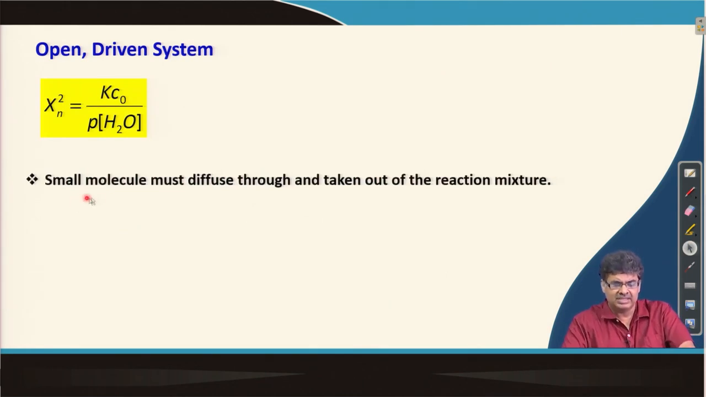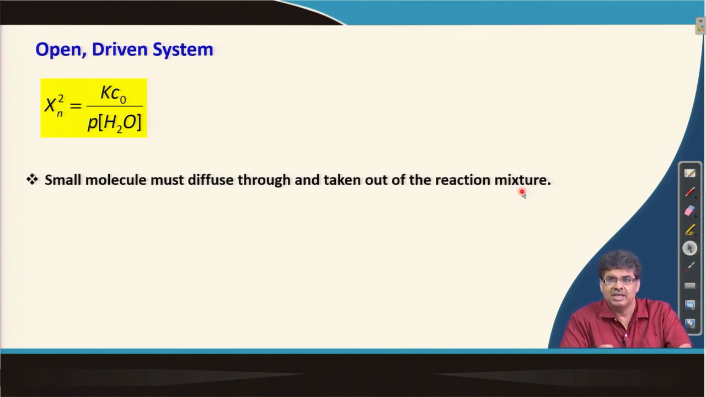So the small molecule condensate must be taken out, and generally these small molecules, in this case say water for the polyesterification reaction, must diffuse through the reaction mixture and be taken out of it. When the reaction is happening through the bulk, the H2O is also produced in the bulk. But we cannot take the H2O produced in the bulk directly from there. The H2O needs to diffuse to the surface, and from there it can be removed.